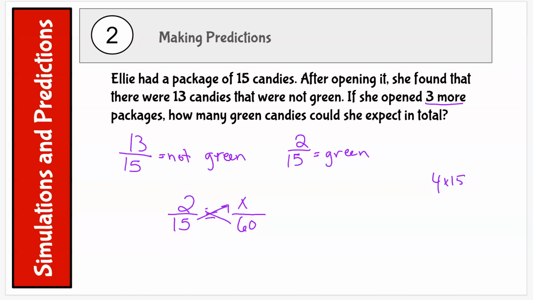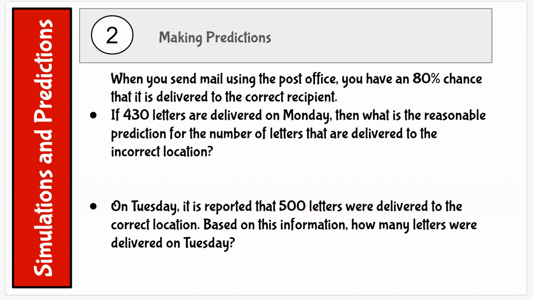Let's cross multiply. 15x is equal to 120. And remember, to get a variable by itself, we need to divide. So 120 divided by 15 leaves me a total of 8 green candies. In all 4 boxes, she got 8 green candies. All right, let's look at one last example.